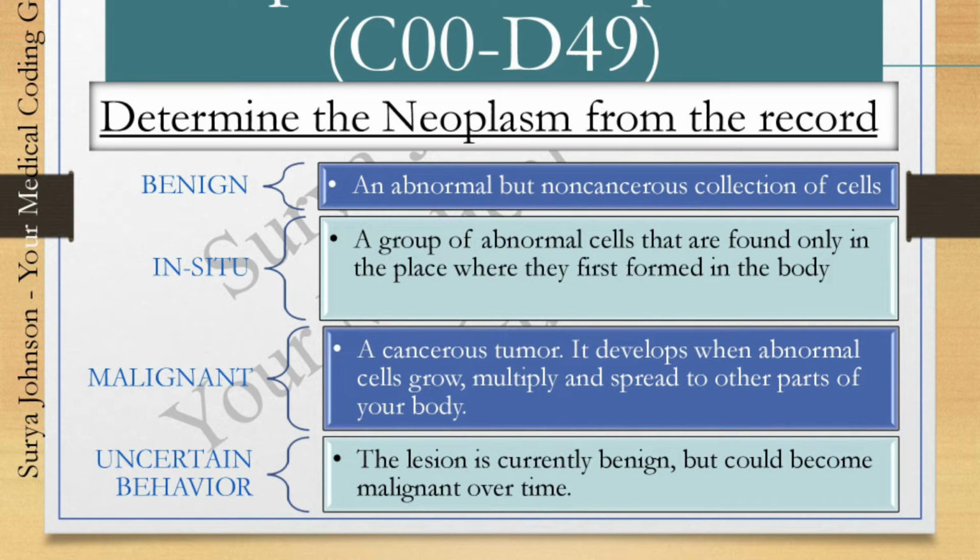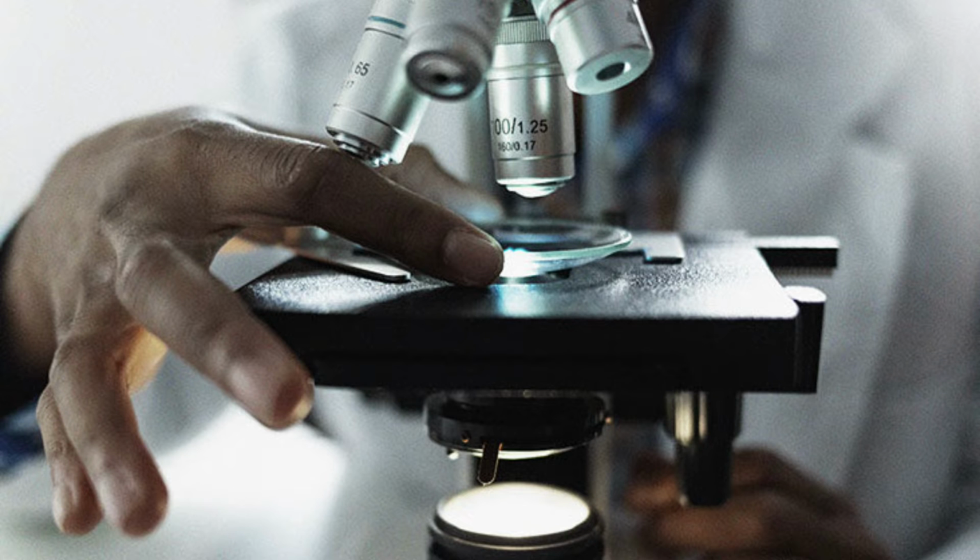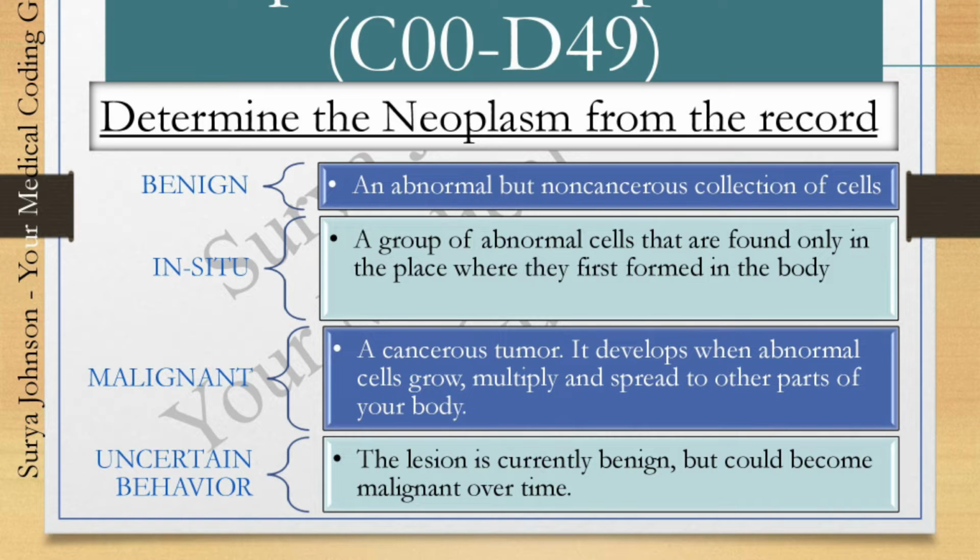Which means the lesion is currently benign but could become malignant over time. So, the doctor couldn't predict whether it is a non-cancerous abnormal cell. It looks like it might become malignant over time. In this scenario, the doctor will not document it as a benign neoplasm, because if it's benign, it becomes a non-cancerous one and the treatment or the severity or the patient's care will be reduced.